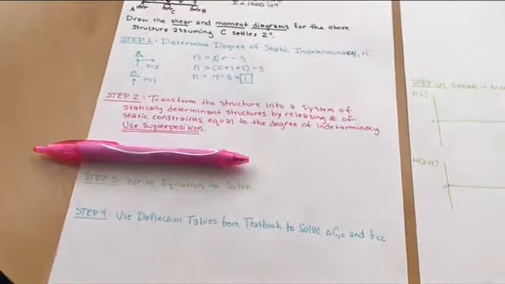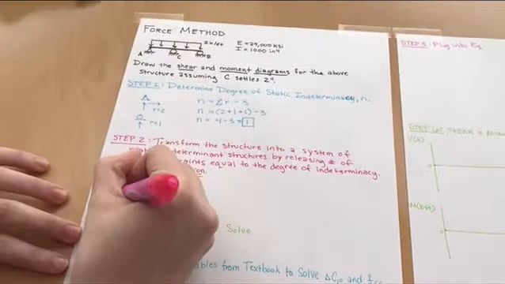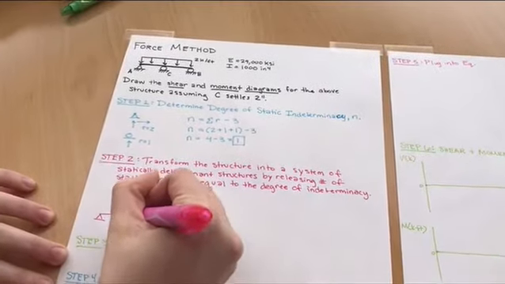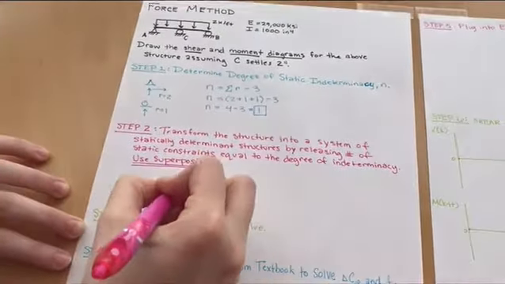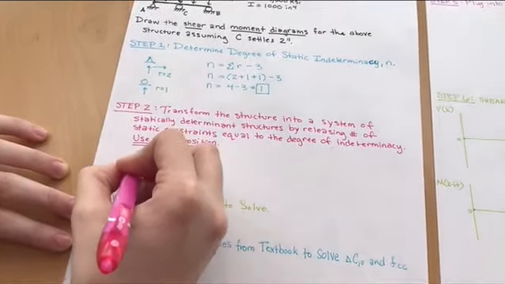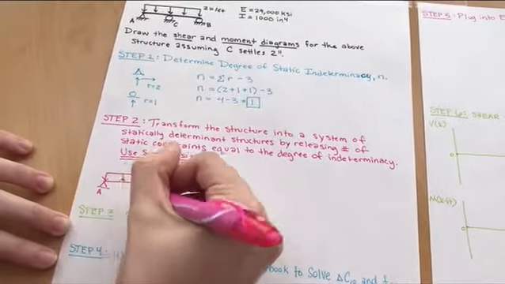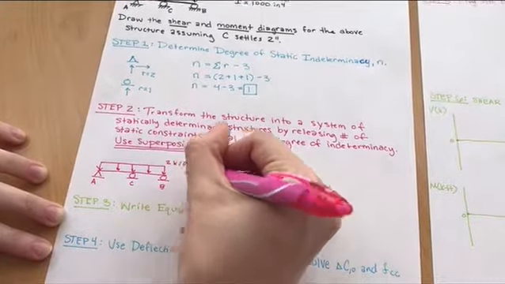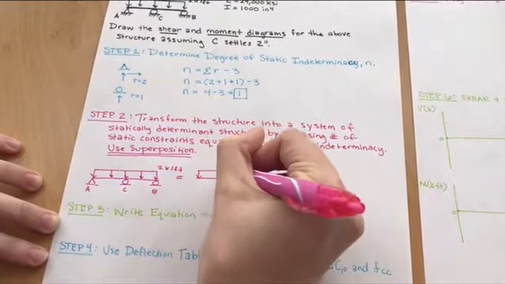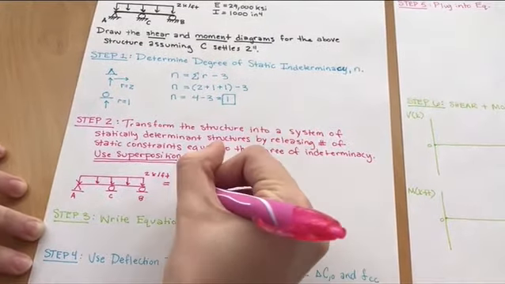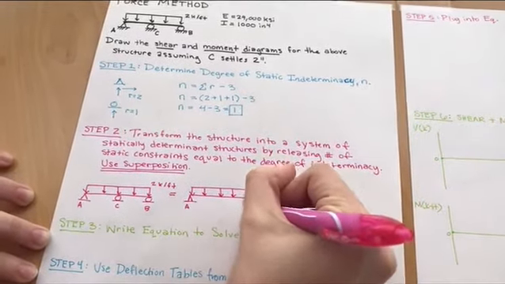After you do this step, step 2 is to transform the structure into a system of statically determinate structures by releasing the number of constraints equal to the degree of indeterminacy. We will want to use superposition as we will add in the loads from both the uniform load distributed across the top and the point load where the reaction will be. This will result in 2 deflected shapes, which will help give you another equation to solve for the reactions of your system.